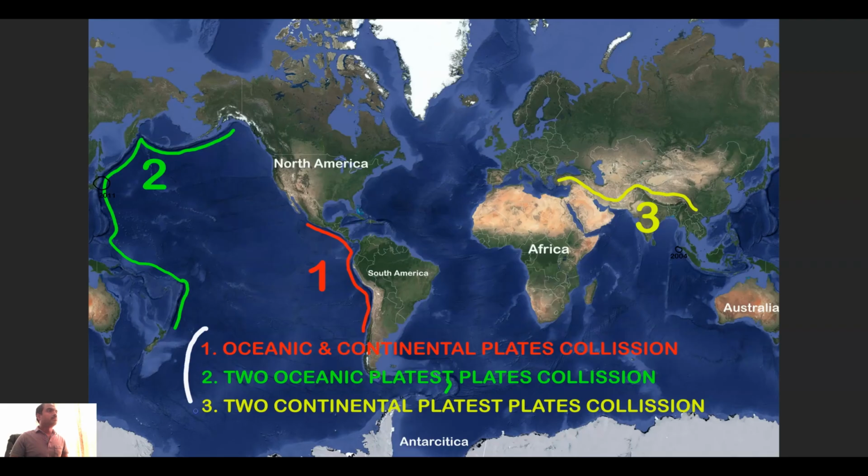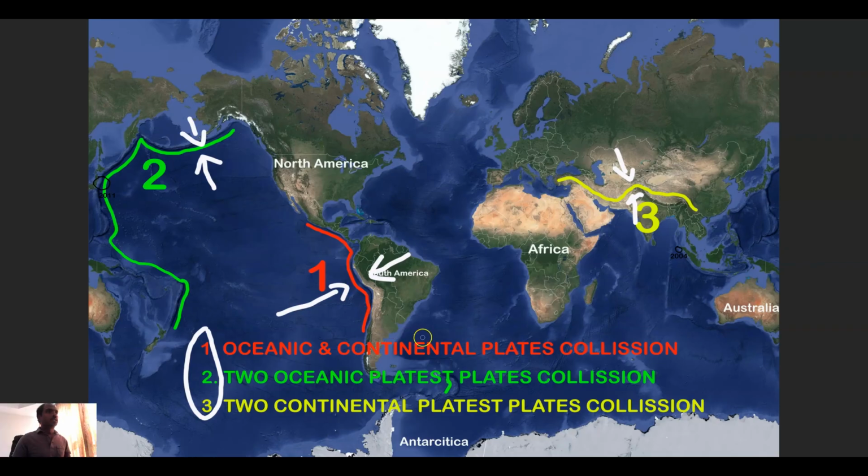There are three types of convergent plate boundaries. So firstly, this red line is oceanic plate colliding with a continental plate here, and secondly, an oceanic plate colliding with another oceanic plate here, and thirdly, a continental plate colliding with another continental plate. So we are going to go ahead and look at each of these convergent plate boundary types, and we are going to look at what features we will find along these plate boundaries.